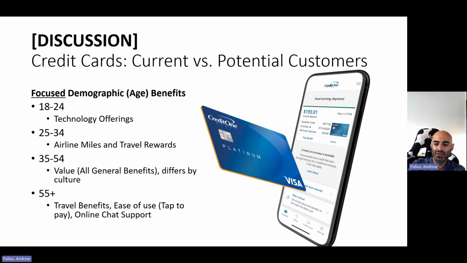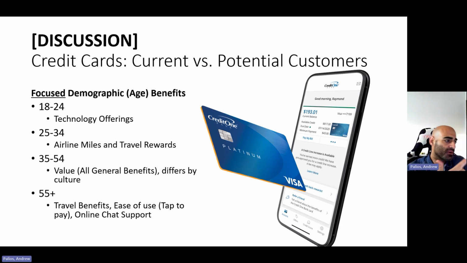But you can see that their life position, life path, sometimes can have a higher impact on their buying decision than simply their age. Okay, so for the purposes of this example, we're just talking age here.